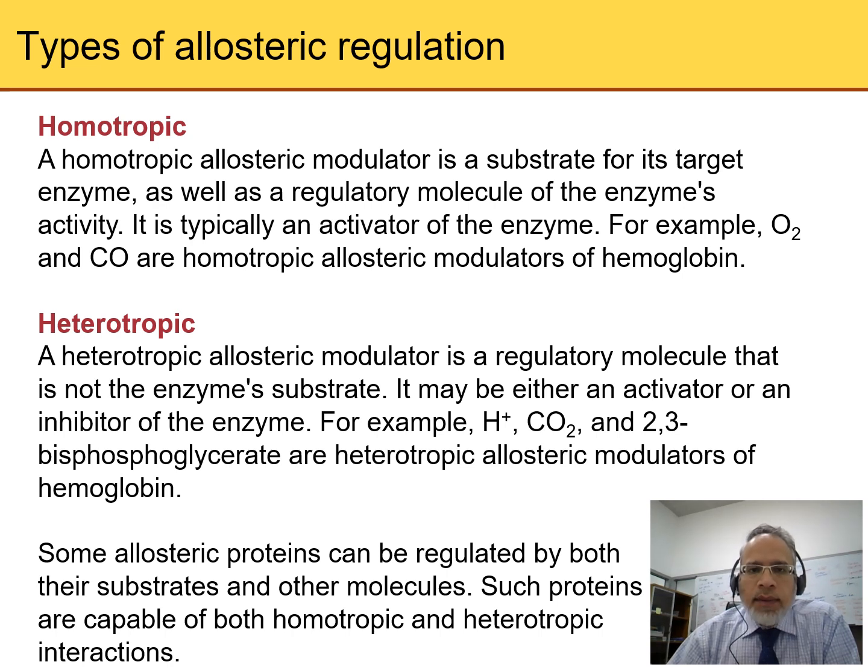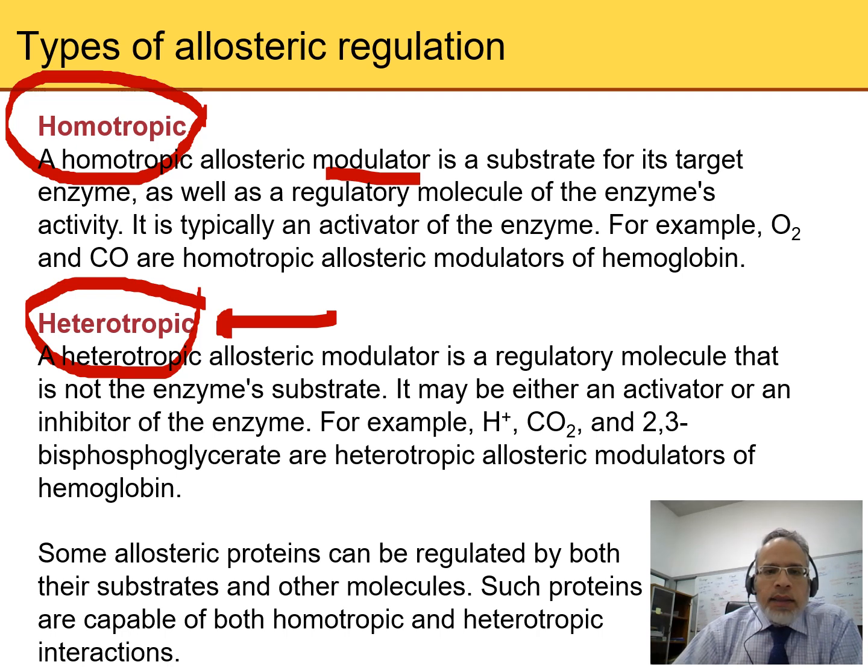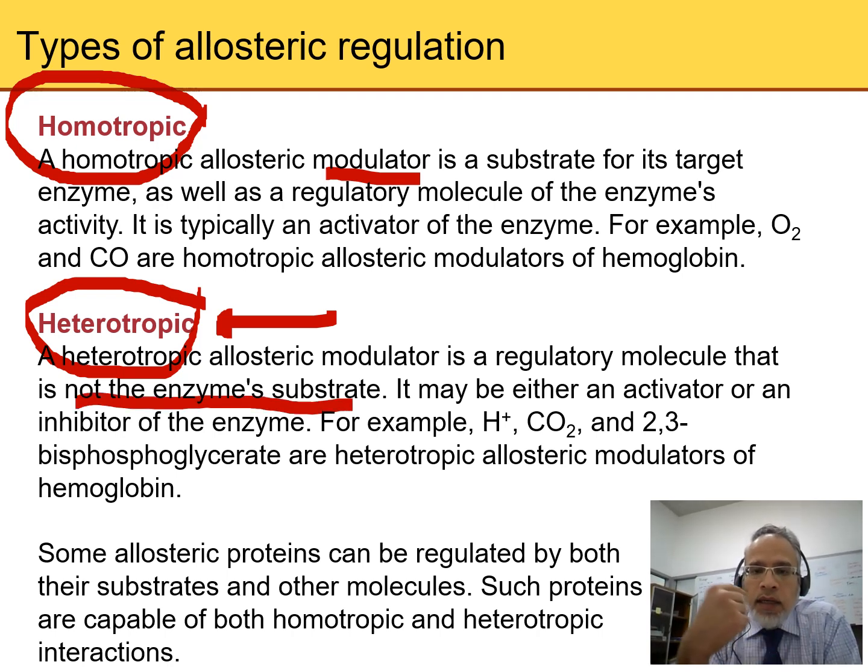Okay, now I talk about allosteric regulation. The effectors, the compounds that bind to it, could be homotropic modulators or heterotropic modulators. So let's start with heterotropic first. Heterotropic modulators are regulatory molecules that are not the same as the enzyme substrate. Say they are different compounds.